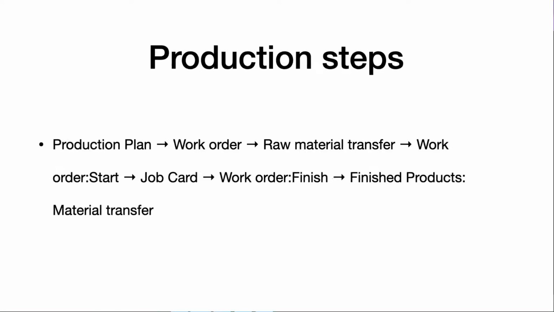When we do the production step, we do the production plan based on the bill of material and then the work order. After we start the work order, you put the raw material into work in progress, and then after you start, you do the job card. It means the workers work one by one, and when the work order is finished, you finish it and do the material transfer for the product. However, actually you don't transfer the material, you transfer the finished product, but in ERPNext they use the word material anyway.